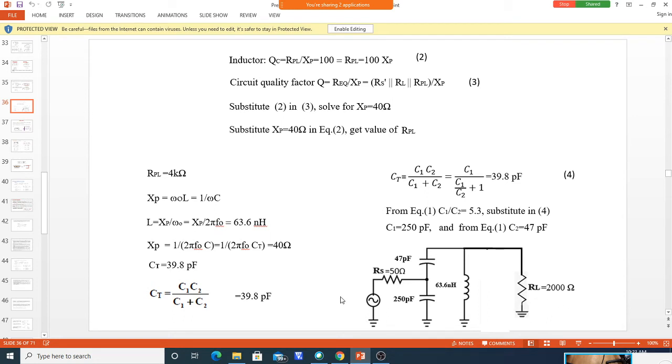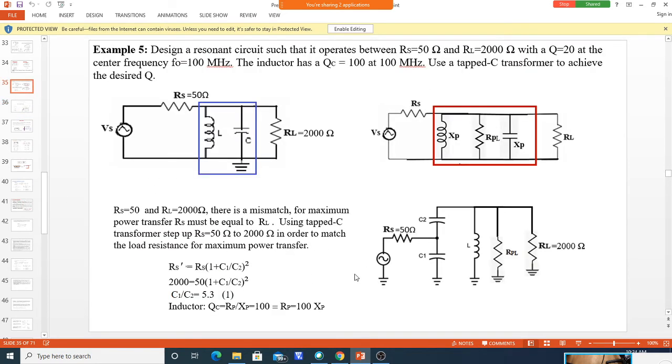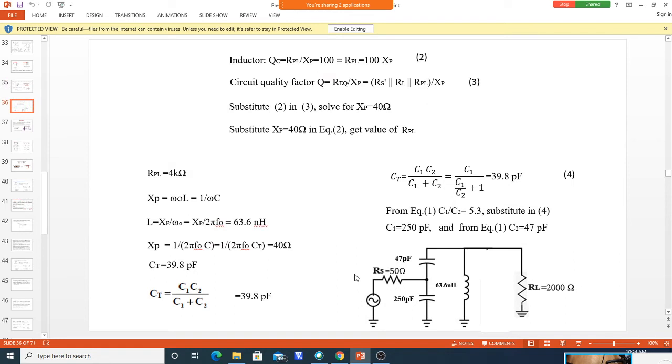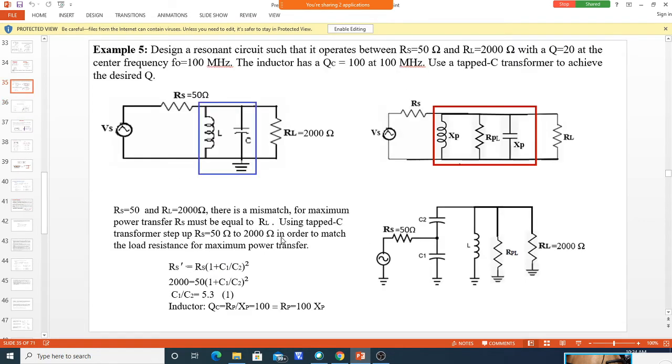So like that we can increase the input resistance. Two problems are there here. One is the maximum power will not be delivered, and when Rs is lower, the quality factor is lesser. Both we can solve by splitting this, that is called a tapped C transformer. We will do that in the simulation tool also. We'll observe it in the next classes. So this is about a tapped C transformer.